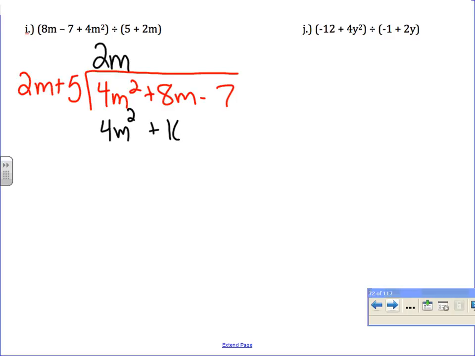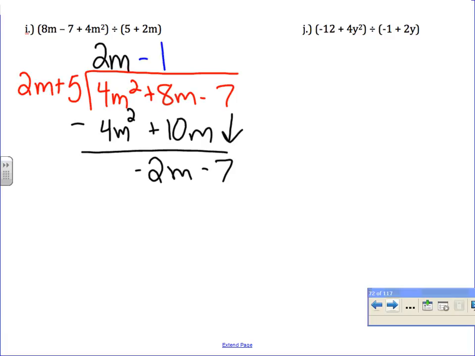2m times 5 is 10m. And then remember, you're always subtracting. 4m squared minus 4m squared is 0. 8m minus 10m is negative 2m. Drop down the negative 7. And then you ask yourself, 2m goes into negative 2m how many times? Goes into it negative 1 times.